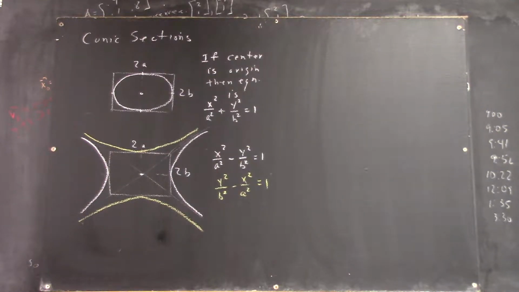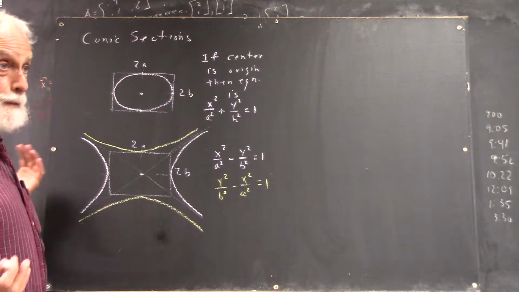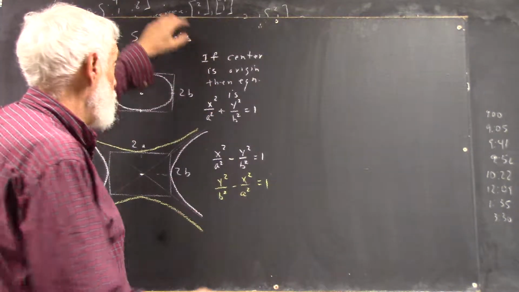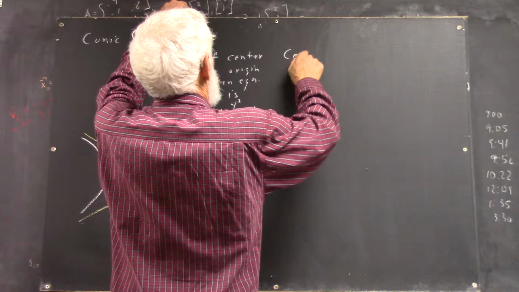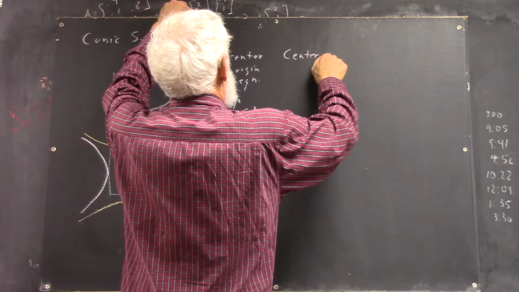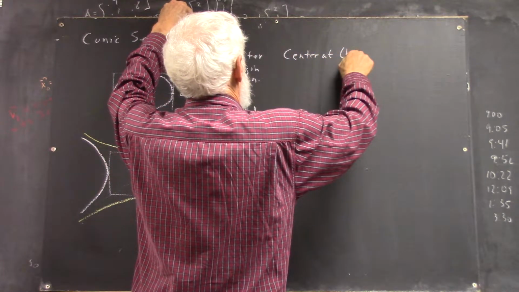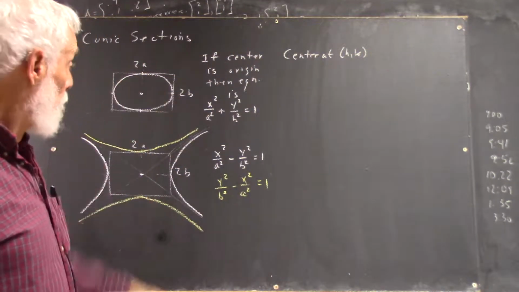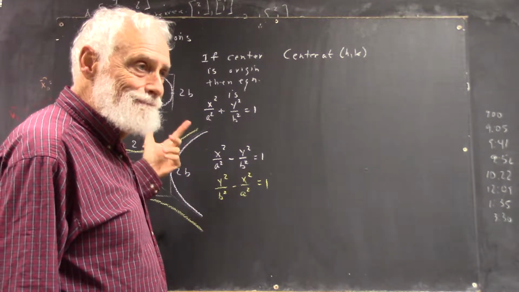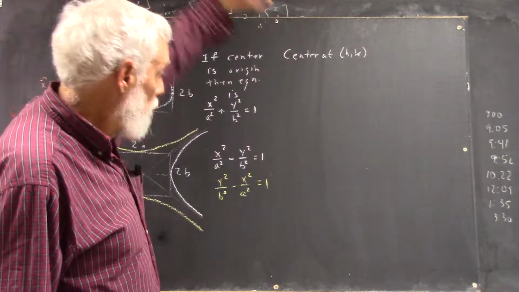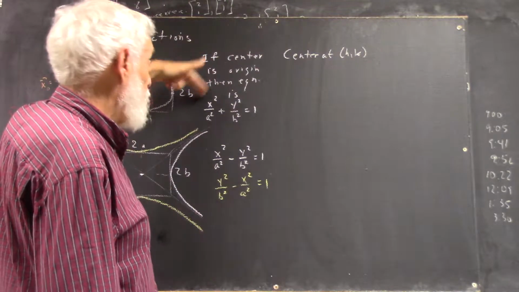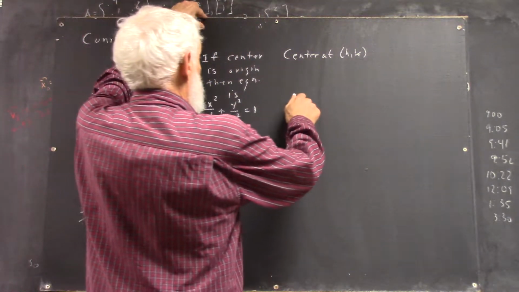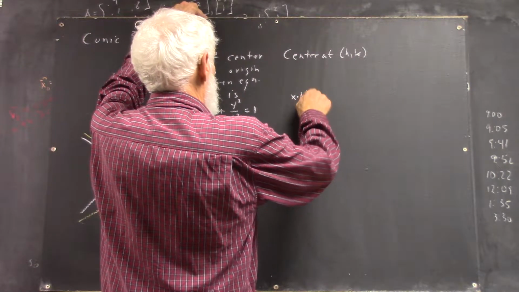Okay, now this is pretty much what you need to understand about ellipses and hyperbolas for this course. Except, of course, if the center is not at the origin, if the center is at the point (h, k), then we just transform the thing. We shift everything over to h and up to k, right? By replacing x by x minus h and y by y minus k. And we should have a pretty good handle on why and how that works.